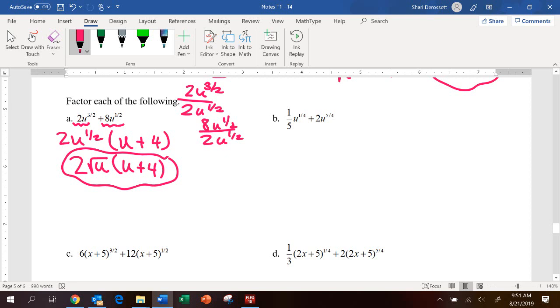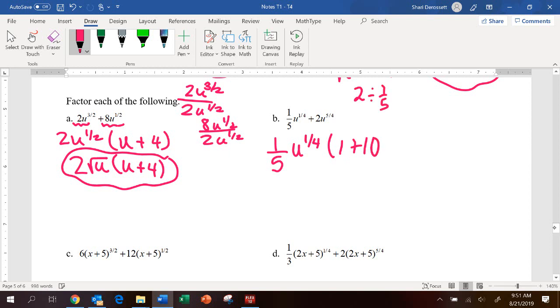We don't want to have any fractions inside this factor, so I'm going to factor out a 1/5 and then u to the 1/4. I always want to factor out the greatest common factor of 1 and 2, which is 1, and I have to take out that denominator in order to not have fractions inside. So what's this divided by that going to be? Just 1. Do you know what 2 divided by 1/5 is?